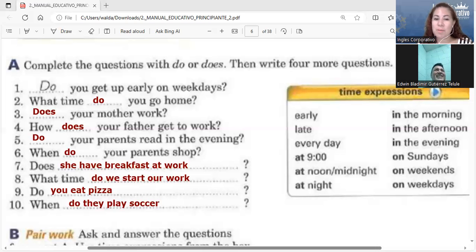Weekdays. You get up early on weekdays. So weekdays are Monday, Tuesday, Wednesday, Thursday, Friday. I get up early. You don't get up early? No. No? My son early get out in early and I see videos.